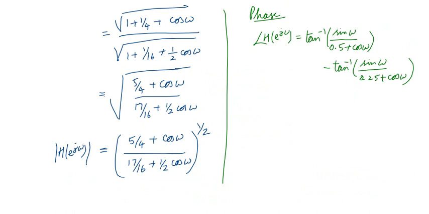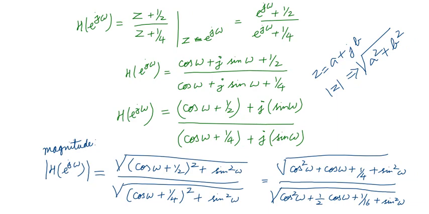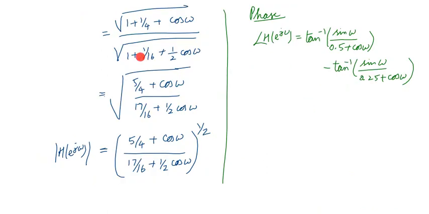Then you can see terms like cos square omega plus sin square omega, which is 1. Similarly, in the denominator cos square omega plus sin square omega is also 1. So we get 1 plus 1 by 4, 1 plus 1 by 16 in the numerator, and 1 plus 1 by 4, 1 plus 1 by 16 in the denominator. These square roots I can take as a single square root, or write the expression with whole power 1 by 2. This is the magnitude response of the given system.